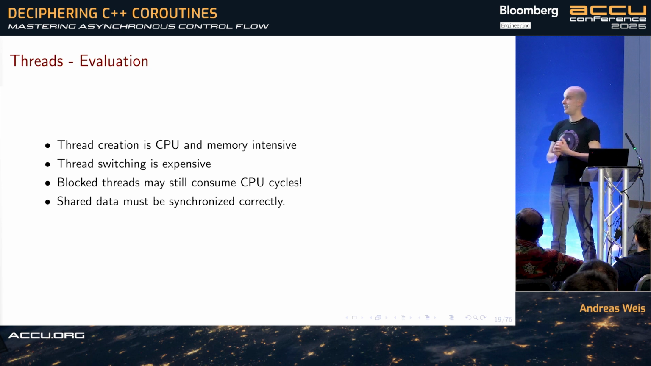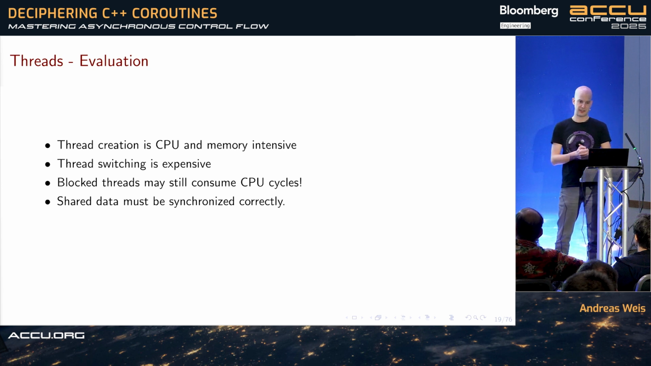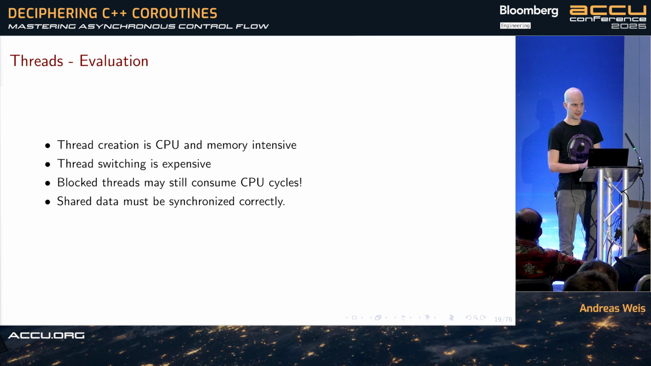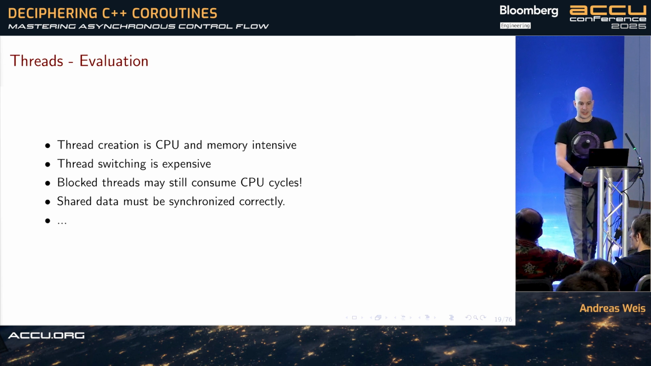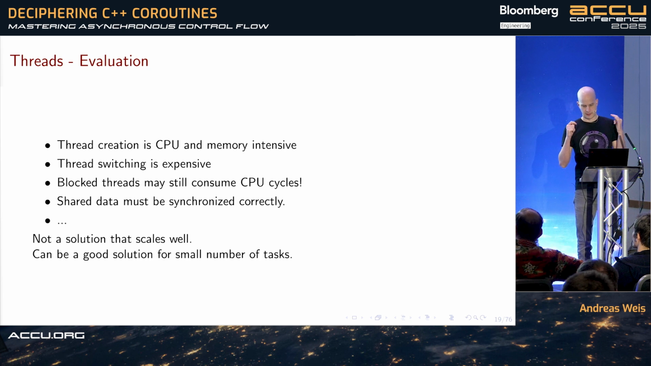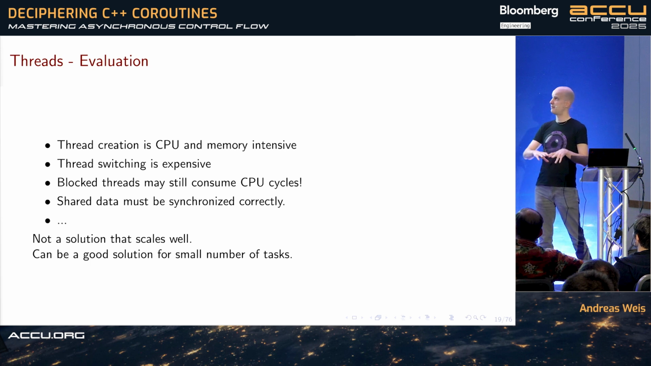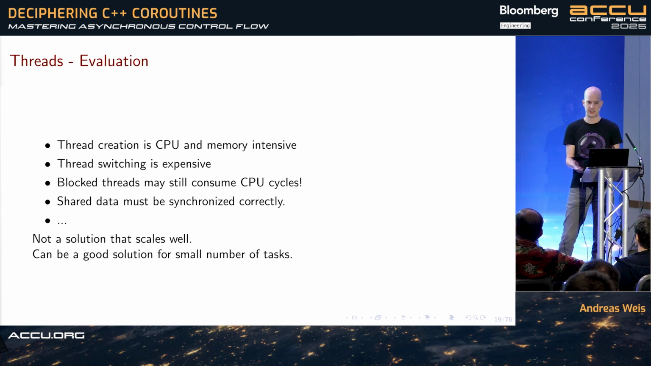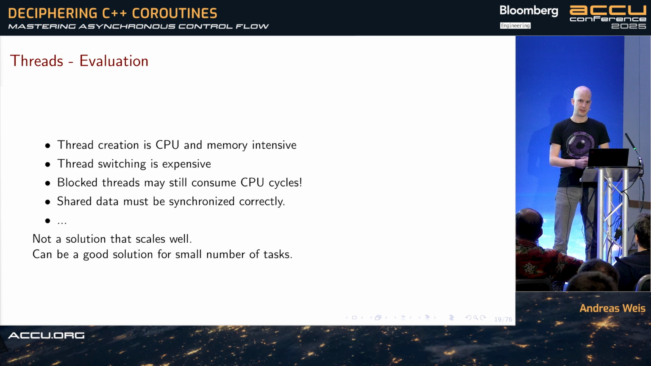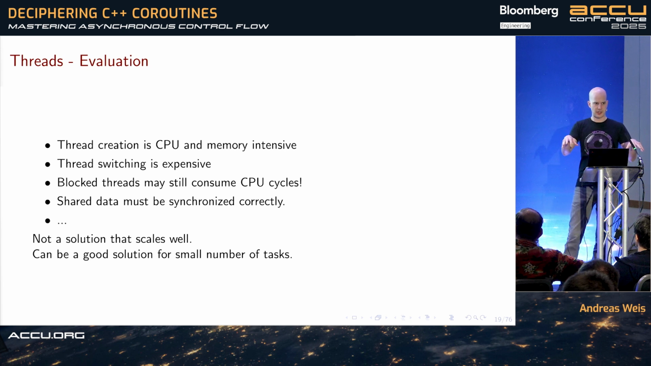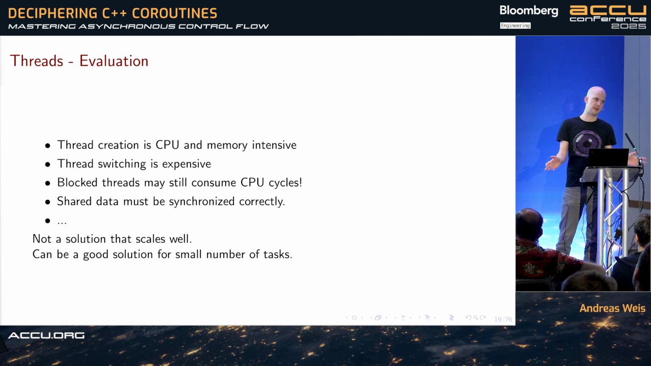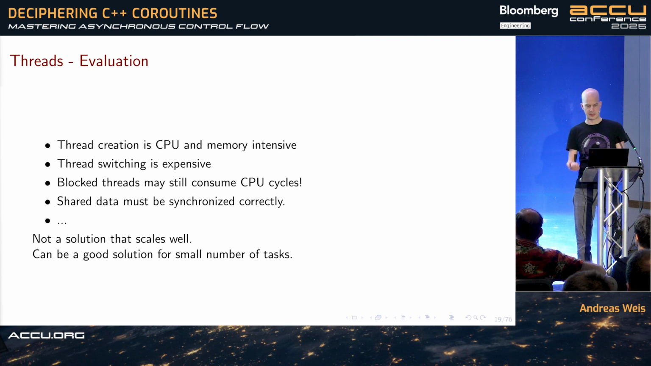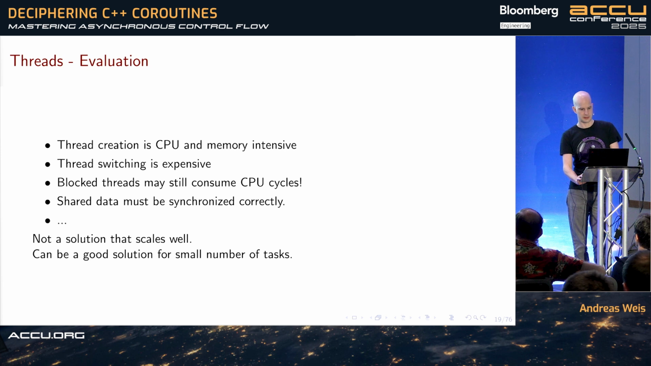Also, if you have threading, sharing data becomes a problem. You now need to worry about data races. You need to worry about synchronization, and that is very hard to do. And there's other problems. So in the context of asynchronous computation, really the biggest problem with threads is that they don't scale very well, right? This works reasonably well if you only have a few tasks up in the air, but if you have thousands of tasks, right, and they're all waiting most of the time, then this comes with a lot of overhead, and this is not the best solution.